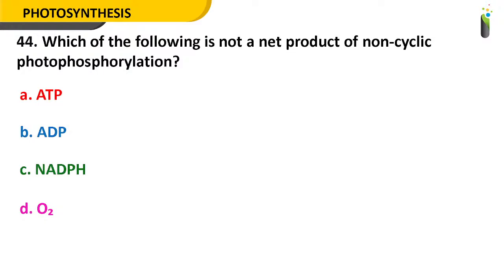Well, the answer for this question is B, ADP. ADP is not the product of non-cyclic photophosphorylation. In cyclic photophosphorylation, there is formation of only ATP, whereas non-cyclic photophosphorylation involves the formation of ATP, NADPH, as well as oxygen. Oxygen is certainly released during non-cyclic photophosphorylation because it involves photolysis of water.